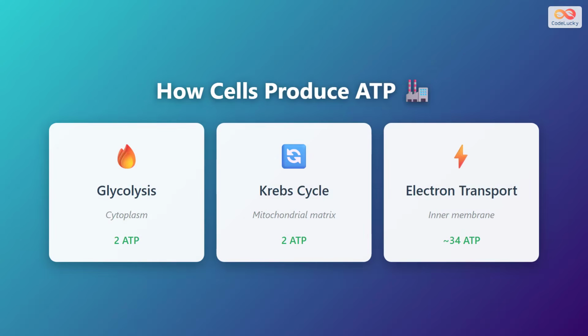Cells produce ATP through 3 main pathways during cellular respiration. First is glycolysis, which occurs in the cytoplasm and produces 2 ATP molecules by breaking down glucose. Second is the Krebs cycle, also called the citric acid cycle, which happens in the mitochondrial matrix and produces another 2 ATP molecules. Third and most productive is the Electron Transport Chain, which operates on the inner mitochondrial membrane and generates approximately 34 ATP molecules. Together, one glucose molecule can produce around 38 ATP molecules through complete cellular respiration.